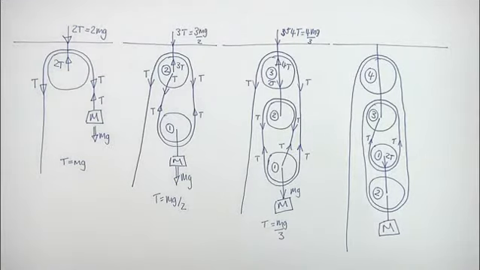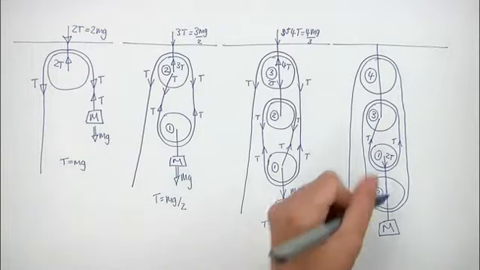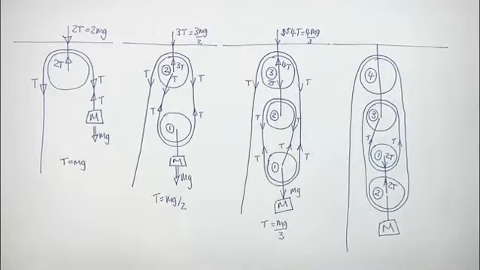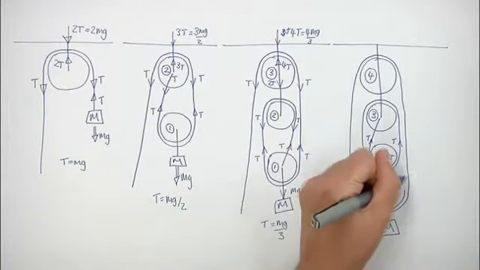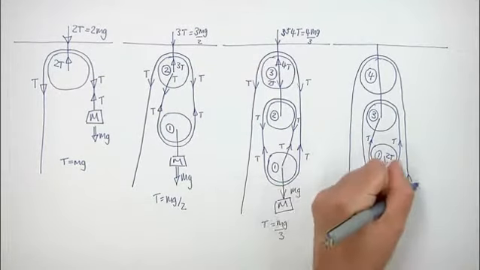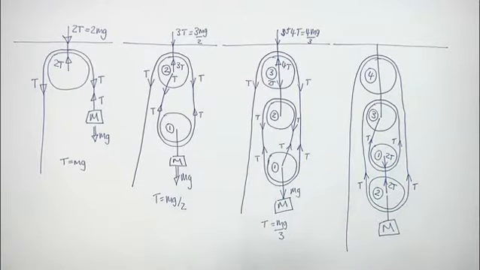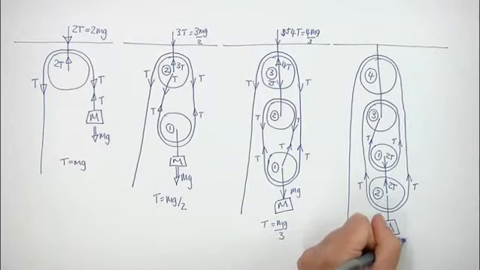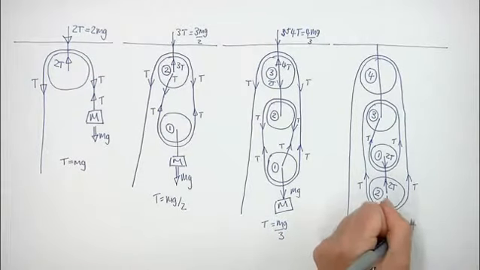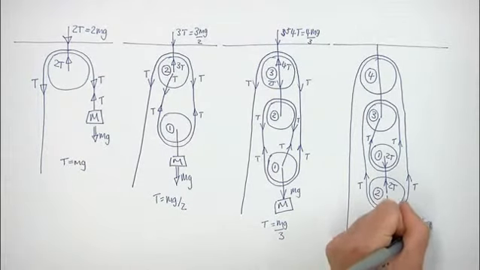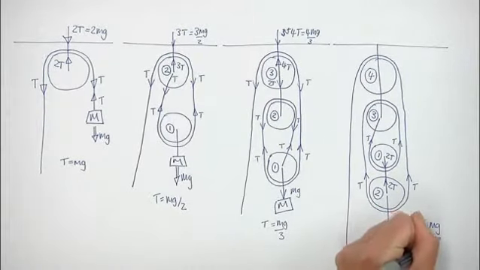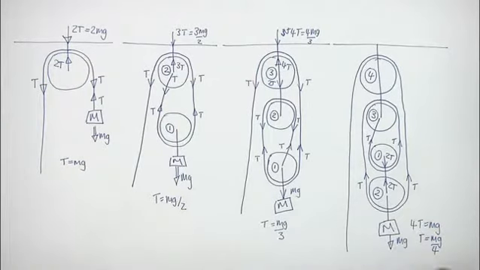Now consider this lowest pulley. It's being held up by pulley number 1 with a force of 2T. It's also being held up by the rope twice. So the upwards force on it is 4T. The downwards force on it is mg. So 4T must equal mg, and T must equal mg divided by 4.